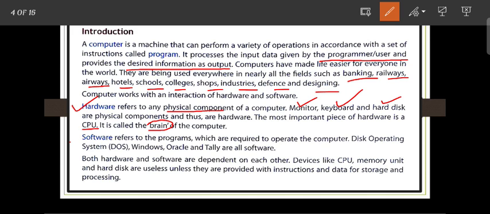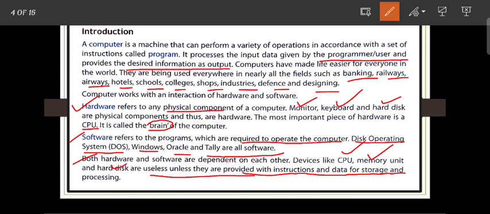Okay, next is software. Software refers to a program. Software refers to the programs which are required to operate the computer. The disk operating system, DOS, Windows, Oracle, Tally are all software. Okay, both hardware and software depend on each other. Devices like CPU, memory unit, hard disks are useless unless they are provided the instructions and data for storage and processing.